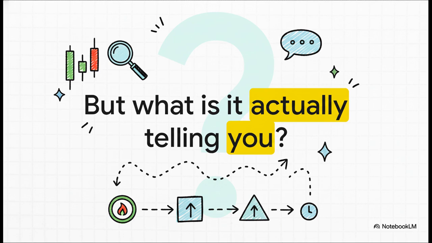So what's the secret here? It might look complicated, but each and every one of these shapes tells a detailed story about what people were thinking and feeling in the market. It's all about psychology. And I promise, by the time we're done here, you are going to be fluent.